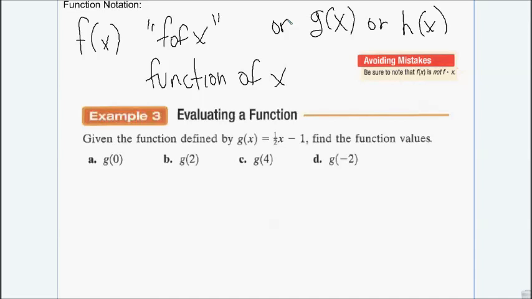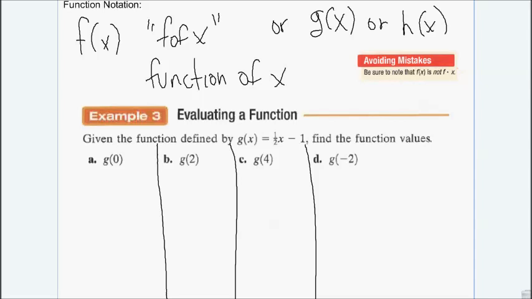Right? So that's all that means. So g of x is the same thing as f of x. It's just to differentiate between different functions. When we evaluate the function, remember I did this yesterday, but I'm going to go over it again just in case I wasn't clear enough, because that happens, believe it or not.